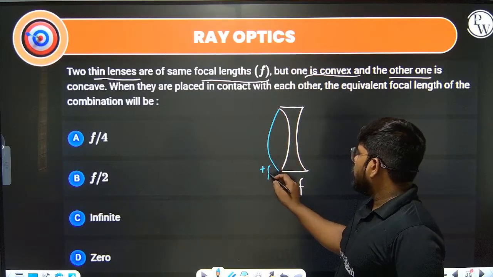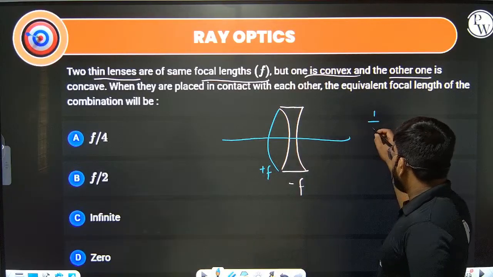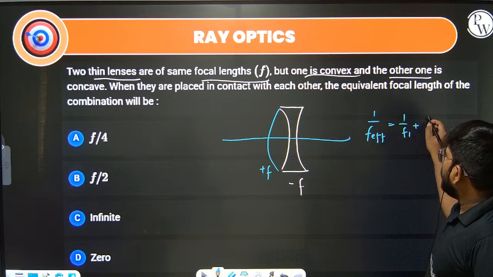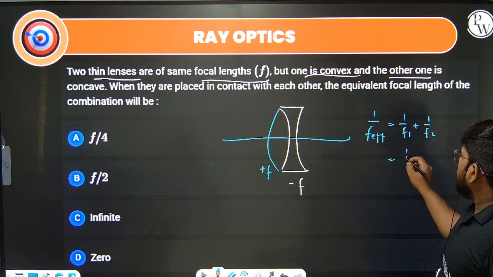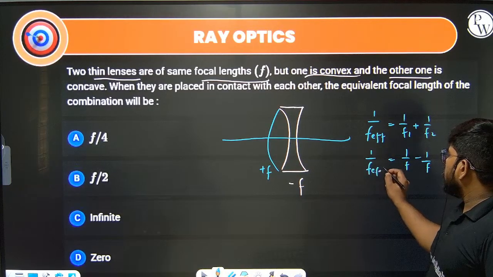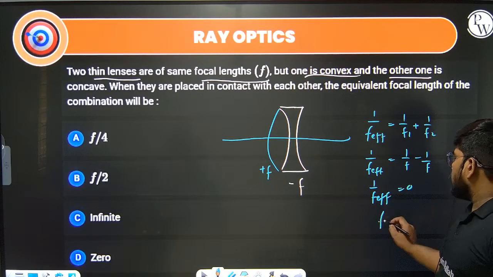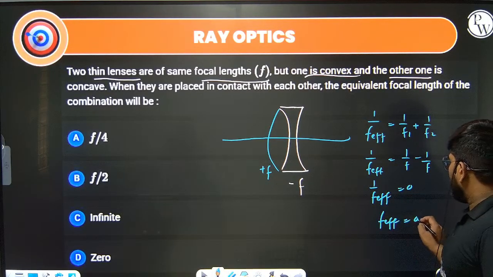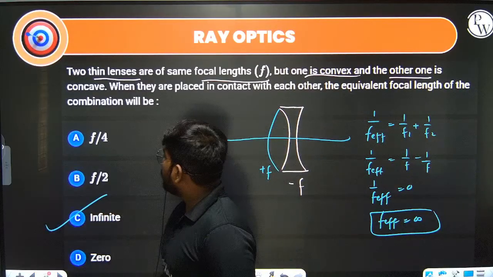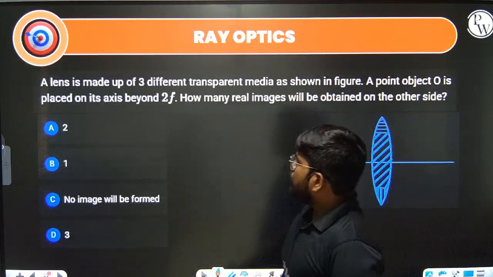This is plus f. Just now also I told you the formula. What is the effective focal length? 1 by effective focal length is equal to 1 by f1 plus 1 by f2. The first one is plus 1 by f, minus 1 by f. So I think you got the answer. 1 by effective focal length is 0, that means the effective focal length is infinity. So the answer is infinity. A direct question on combination of lenses, direct formula based.